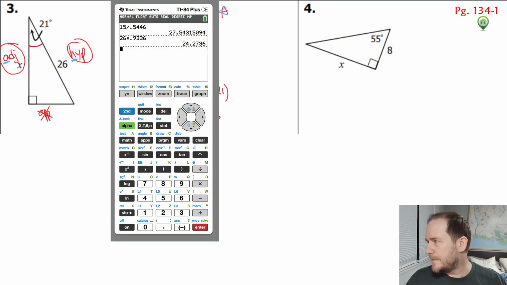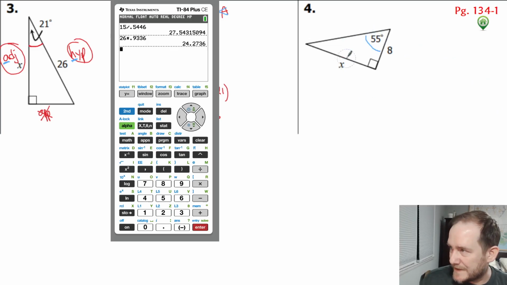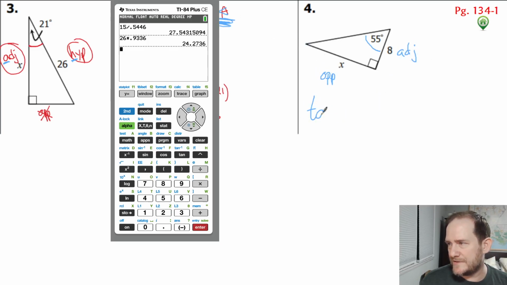Okay, exact same approach. Nothing's going to change. We're still going to label our sides. Across from the 55, we see the opposite side is x, and 8 is adjacent. So if we're working with O and A, then this time we do want TOA. So for number 4, we're going to write a tangent equation that has 55 in parentheses, and it equals x in the numerator and the 8 in the denominator.